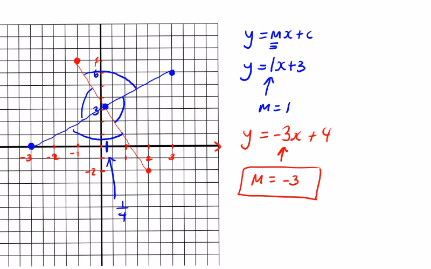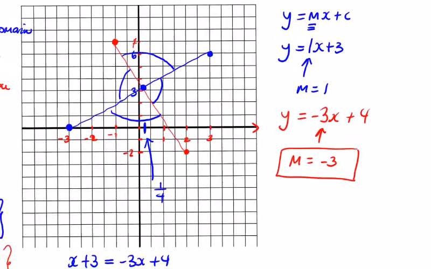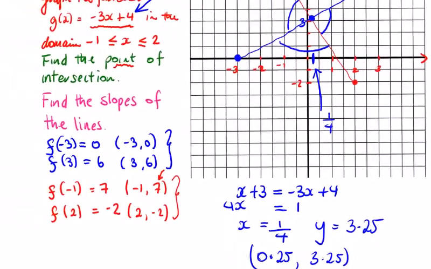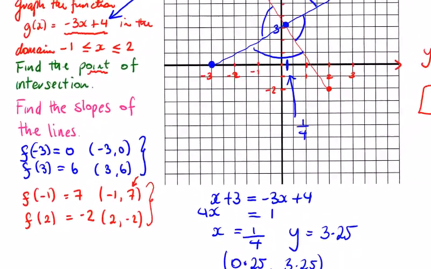So just keep this in mind going forward, that the slopes between lines when we're doing points of intersection will tell us what the angles are. And that's the end of this video.